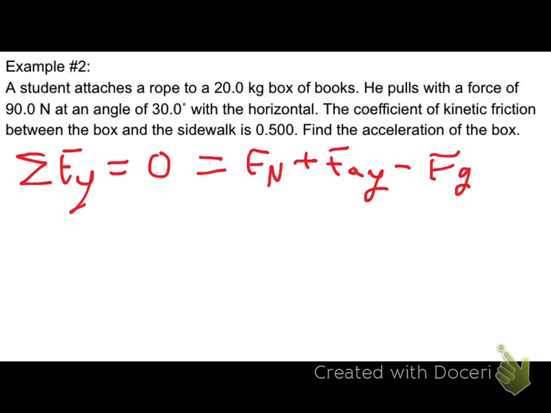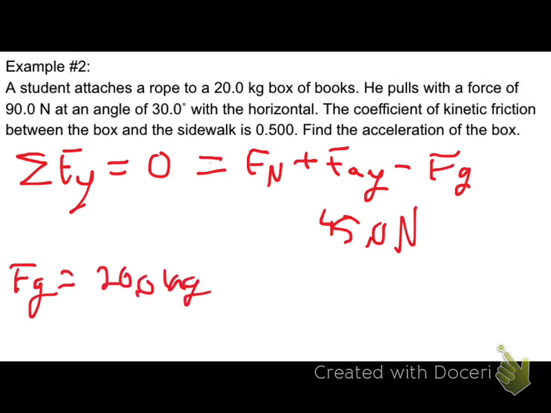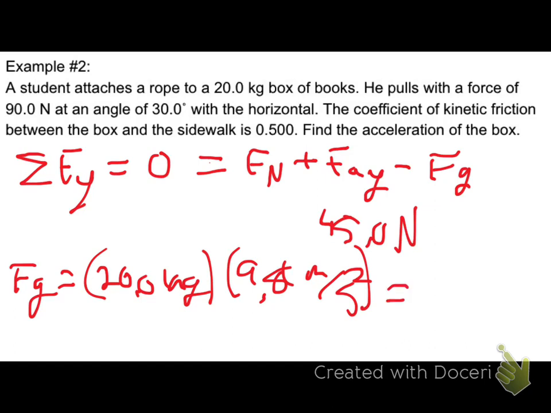So we know the applied force in the Y direction. We just solved for it. That's 45.0 newtons. We can solve for the force of gravity because we know the acceleration of gravity and we know mass. So to solve for the force of gravity, we take 20.0 kilograms times 9.81 meters per second squared, and come up with 196 newtons.